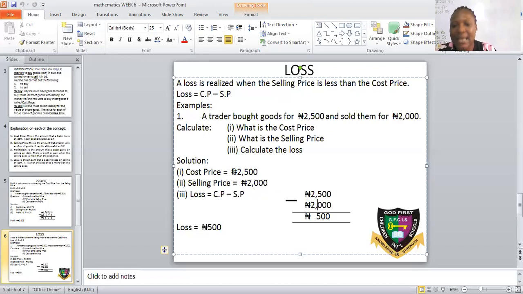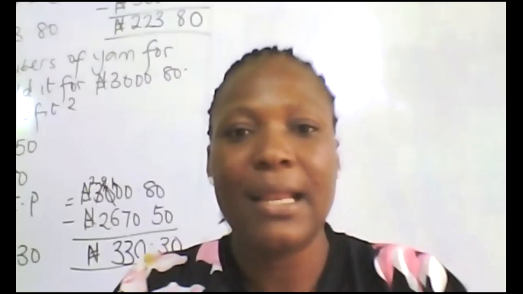You subtract. 0 take away 0 will give us 0. Now, 5 take away 0 will still give us 5. 2 take away 2 will give us 0. So the loss is 500 naira. The person did not gain today. Instead, he is losing his money. The loss is 500 naira. Now let's solve more examples on loss.